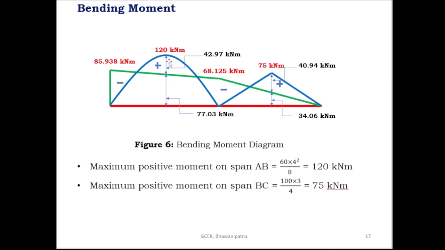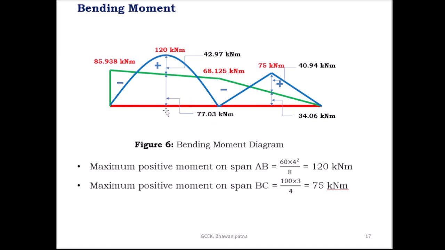Then you can find out the maximum positive moment on the span AB and on the span BC if you know these ordinates. So on the span AB, this ordinate is 85.938 kilonewton meter and here this is 68.125 kilonewton meter. You will get the maximum positive moment at the midpoint. Take the average of these two ordinates, so this ordinate is equal to 77.03 kilonewton meter.